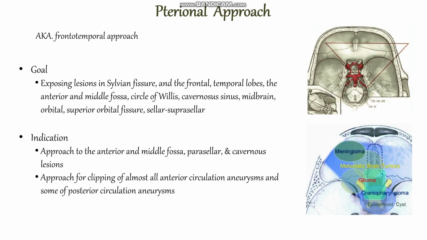So the goal is to expose the lesions in the frontal and the temporal area, including the lobes, the sylvian fissure, the circle of Willis, the cavernous sinus, and even the sellar region. So the indication is to approach the anterior and the middle fossa, and also the parasellar and cavernous lesions. Also, not to mention the clinoid, we can do clipping for almost all anterior circulation aneurysms and some of the posterior circulation.